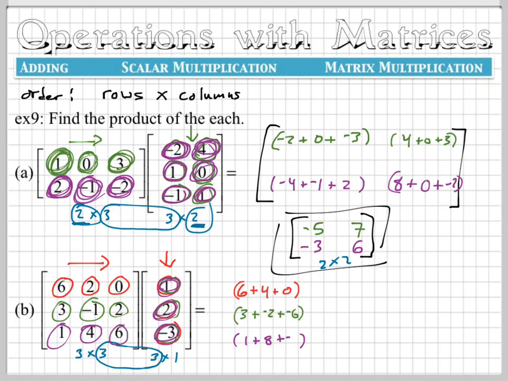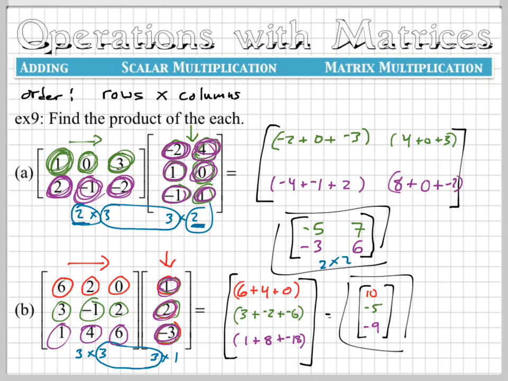All right, so now we have our matrix right here. We just have to simplify it a little bit. For the red number, we're going to get 10. The green number, we're going to get -5. And then the purple number, we're going to get -9. That is your answer.